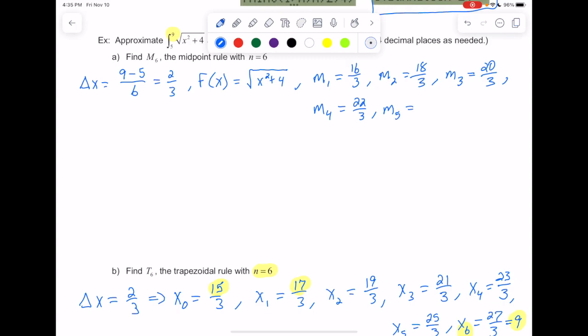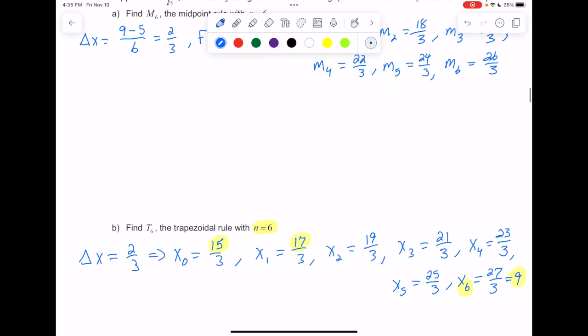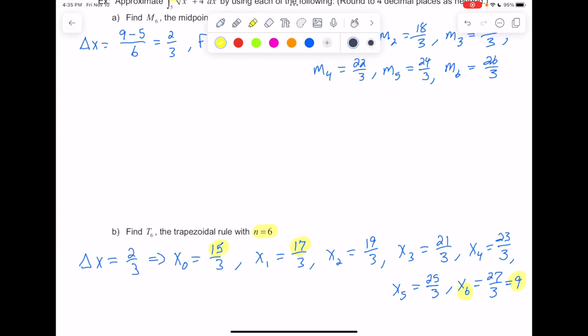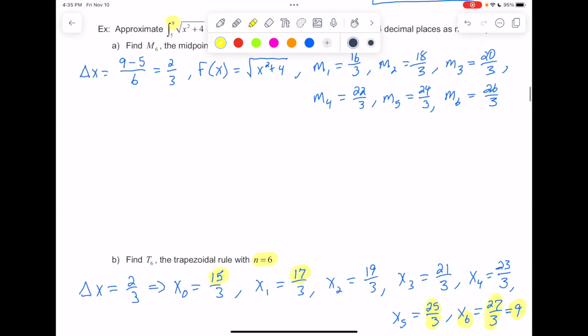M5 is 24/3. And M6 is 26/3. And the only thing I would mention about that last one is notice that it ended up right in between the 25/3 and the 27/3. It's the midpoint of the last interval, so that's great. That's what we're supposed to be getting, is midpoints.